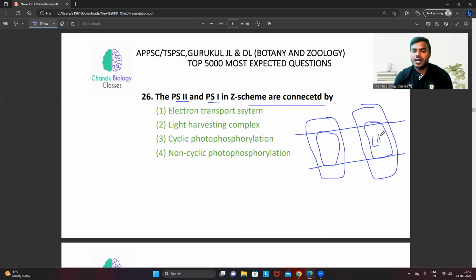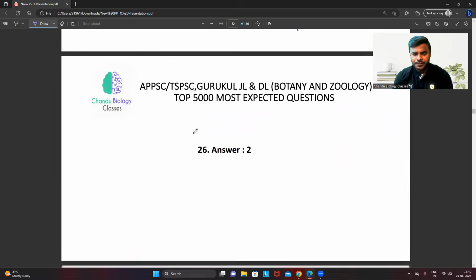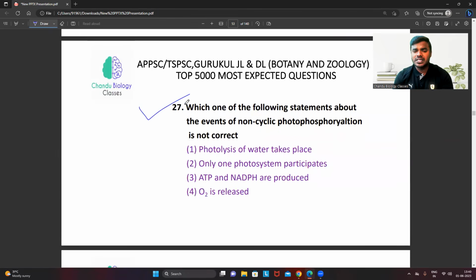Friends, LHCs are present. Inside the LHC, what do they contain? I told you, inside the LHC, they contain the reaction center and antenna pigments. So what is the question they have asked? How are PS2 and PS1 connected? So friends, they will be connected via the light harvesting complex. Easy to remember.